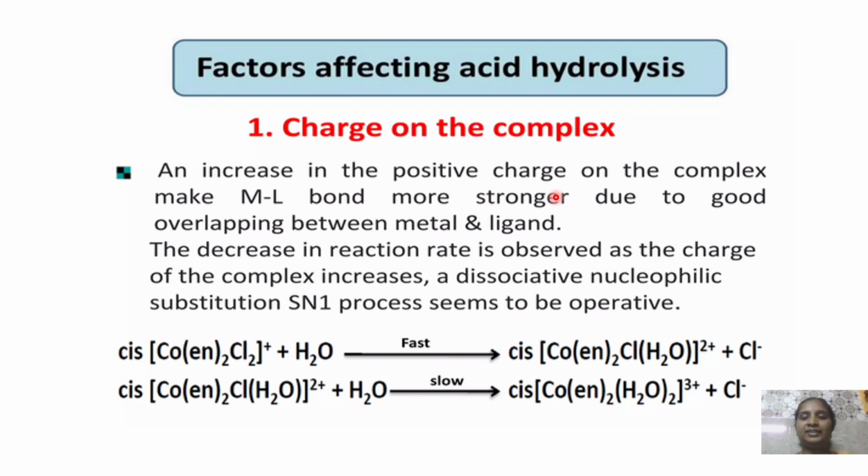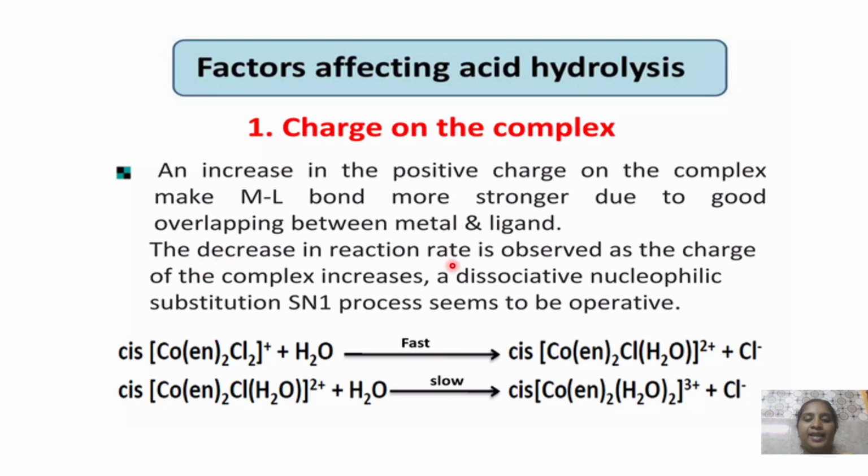Then what are the factors affecting acid hydrolysis? The first factor is charge on the complex. As we know, an increase in the positive charge on the complex makes the M-L bond stronger due to good overlapping between metal and ligand. If there is an increase in the positive charge, the M-L bond becomes very strong. It means that the bonding between metal and ligand is very good.